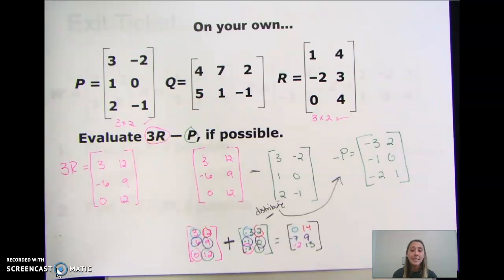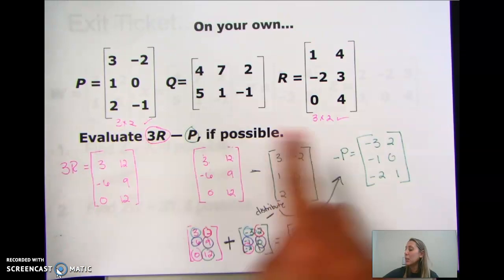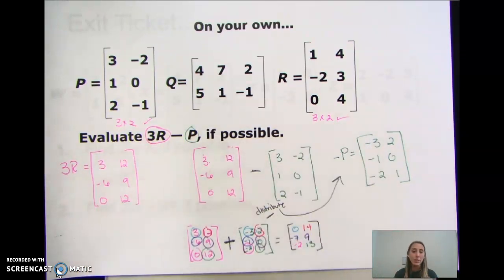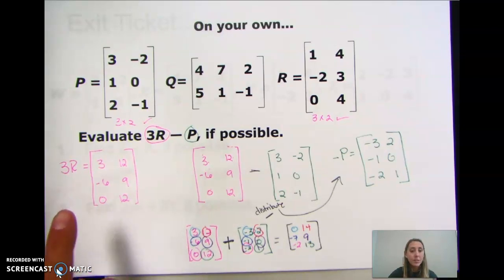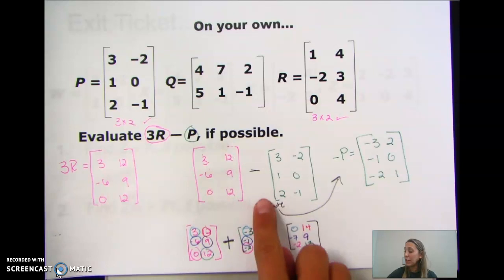So in class, I did have you do this on your own, but I want to show you one more time. I'm going to show you where I don't distribute the negative first. So first I evaluated 3R. Well, first I checked to see if they're the same. Yep, 3 rows by 2 columns, 3 rows by 2 columns. Boom, I can do this problem. Good. Then I did 3R, so I evaluated there. And then I just did minus P, which is right here.